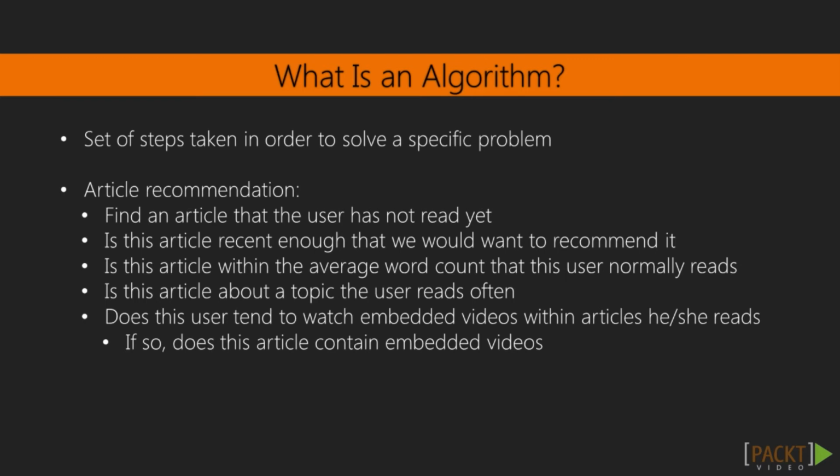Does the user tend to watch embedded videos within articles whenever he or she reads the article? And if so, does this article contain such embedded videos? Based on the answers to each of these questions in this algorithm, we could calculate some sort of score, which we would then use to determine whether the article would be a good recommendation or not.